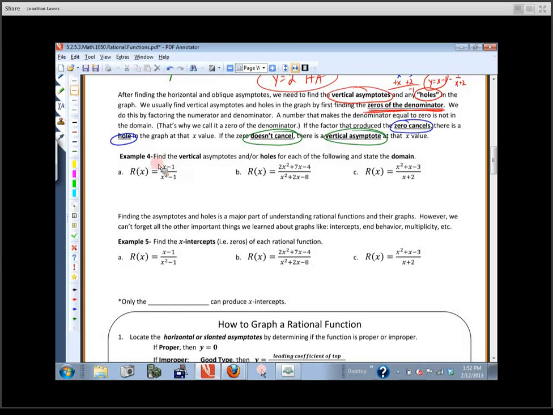So this says, find the vertical asymptotes and or the holes for each of the following and state the domain. Tylin, you'll want to wake up for this. Very good. Okay. So the first thing we're going to do is we want to find the zeros in the denominator. Okay. So we want to factor this. So if I were to factor this, this factors to x minus 1, x plus 1, and the numerator is still x minus 1.